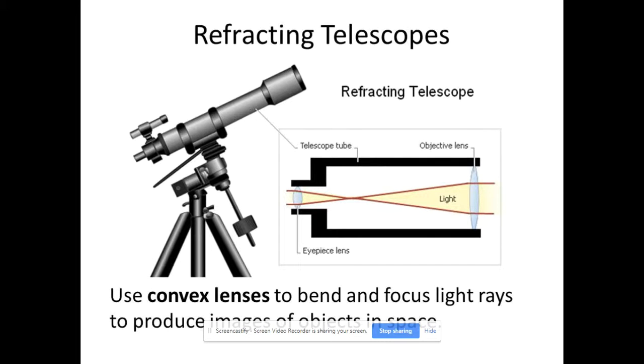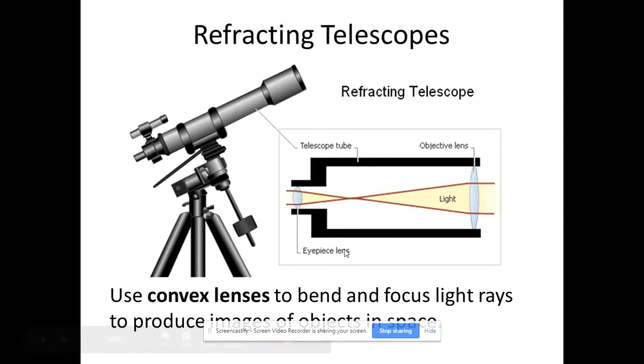So the first type of space tool that you need to know about is a refracting telescope. So if you think way back when we did our waves unit, really wasn't that long ago, refraction means for light to bend. So in a refracting telescope, what we're using is a convex lens. So when the light enters the lens, the light bends, making the object appear larger.